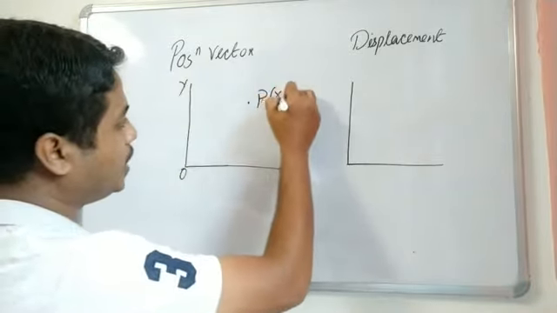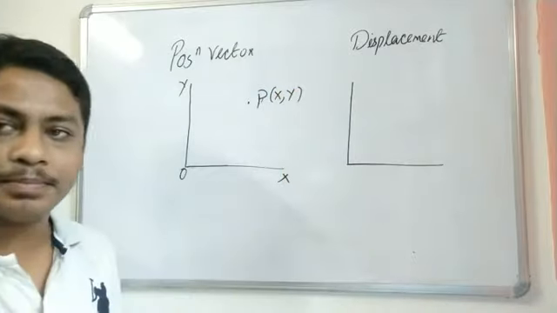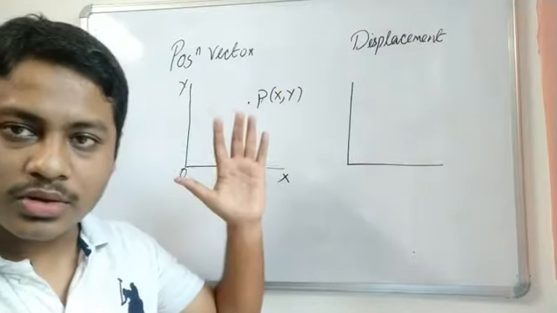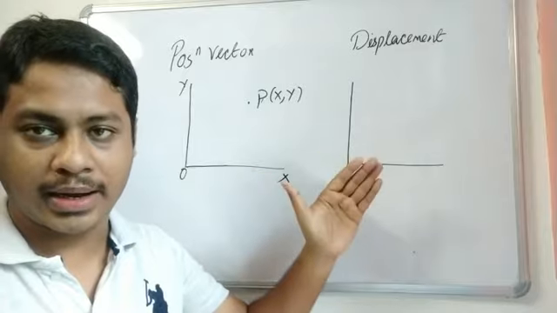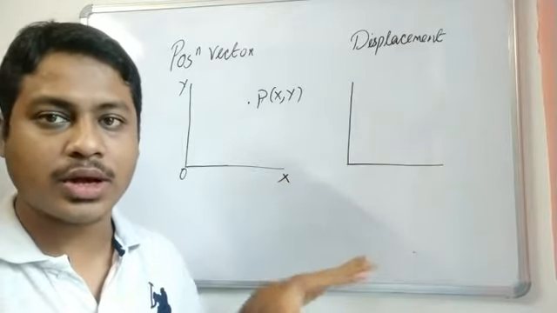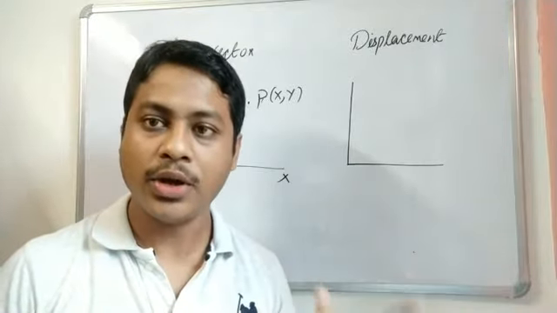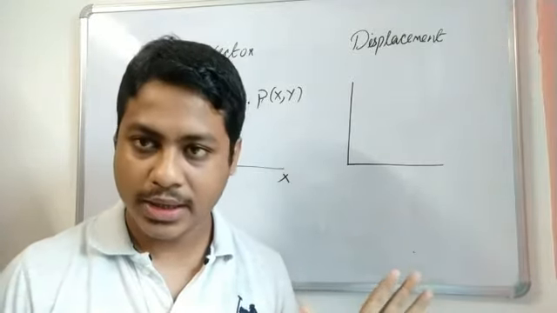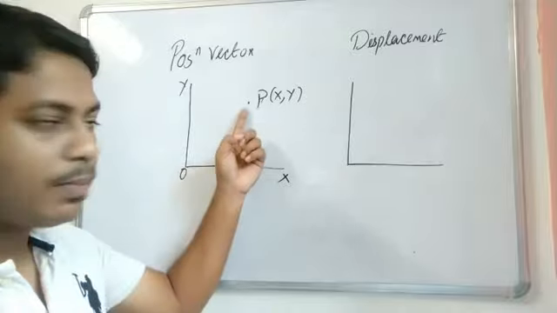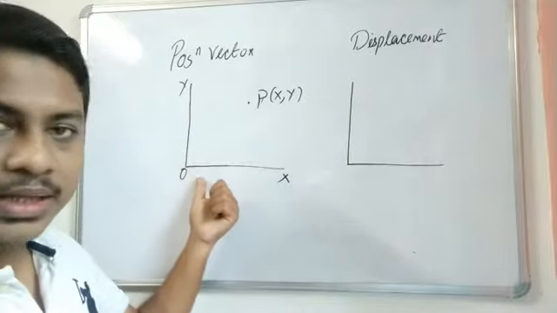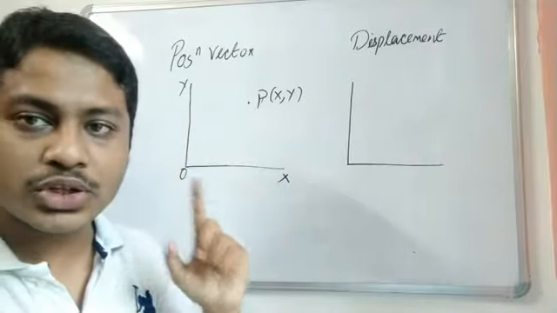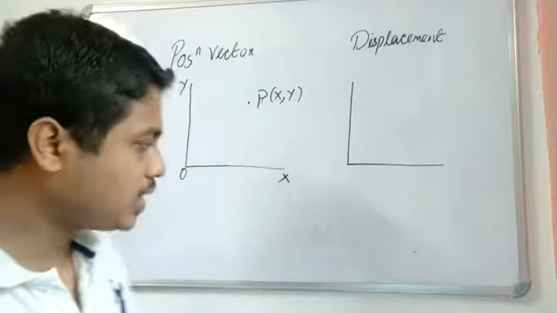This point has coordinates, suppose, X and Y. I have just considered a point P in a plane. It is not fixed which point you have to take, but when we do the numericals, your point will be fixed. Clear?